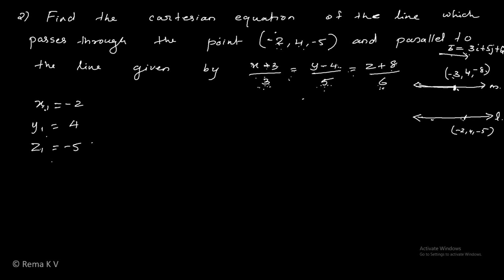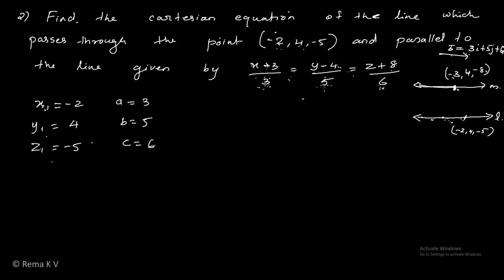See here, M is parallel to L. So this vector B is parallel to L also. So the direction ratios of this B can be considered as the direction ratios for this line L also. Okay, so we can take A is equal to 3, B is equal to 5 and C is equal to 6. Now we can write the equation.